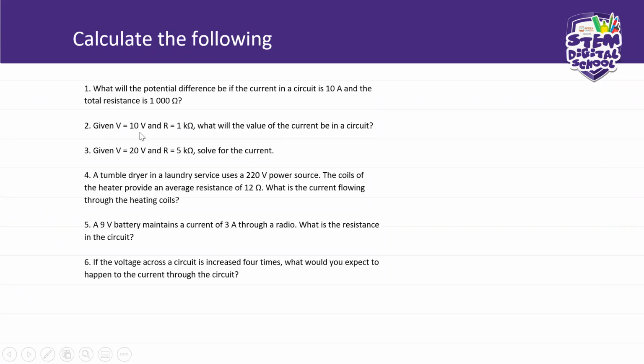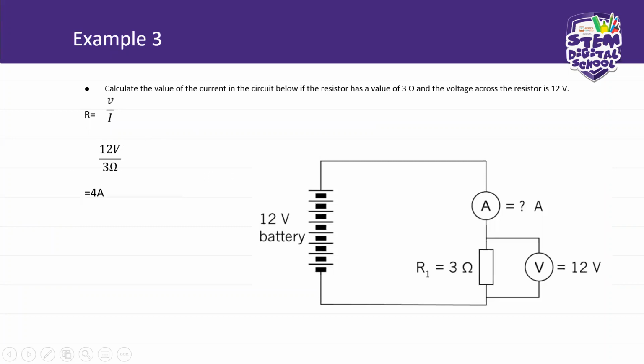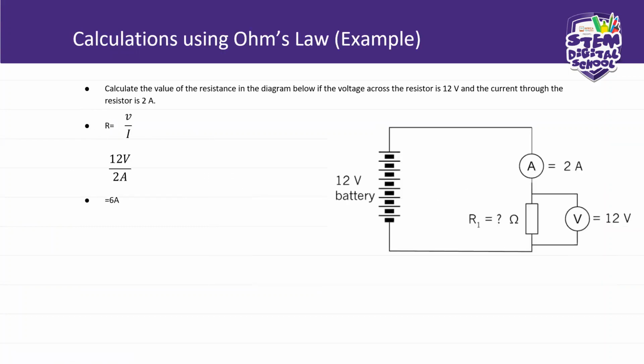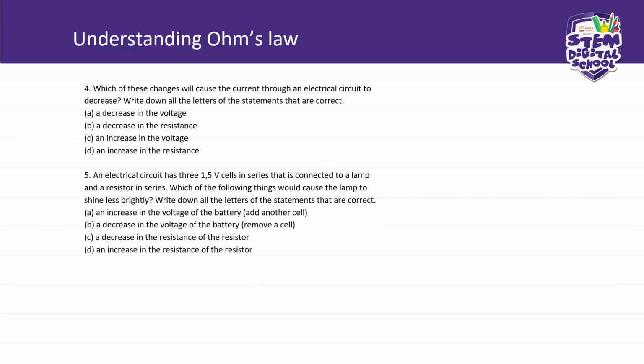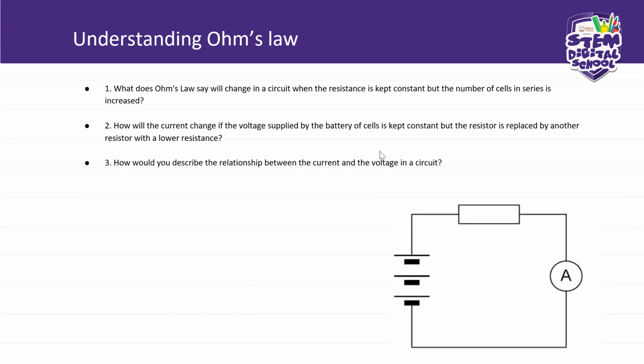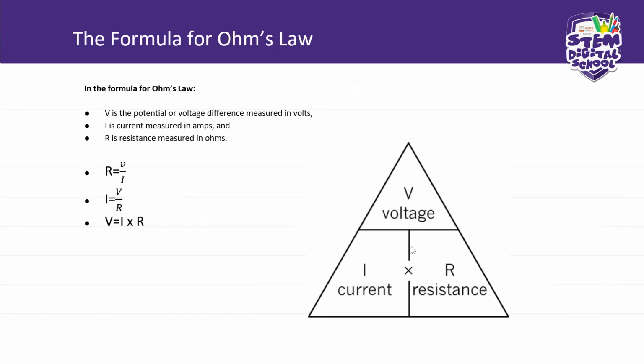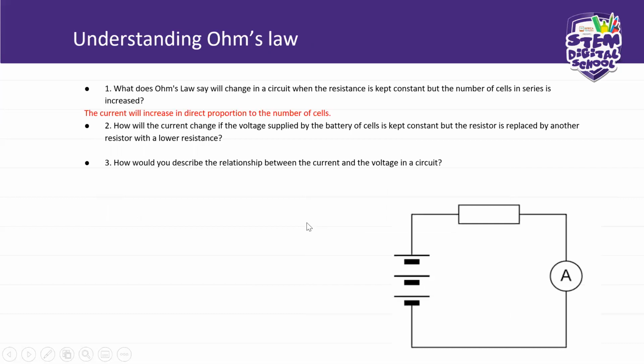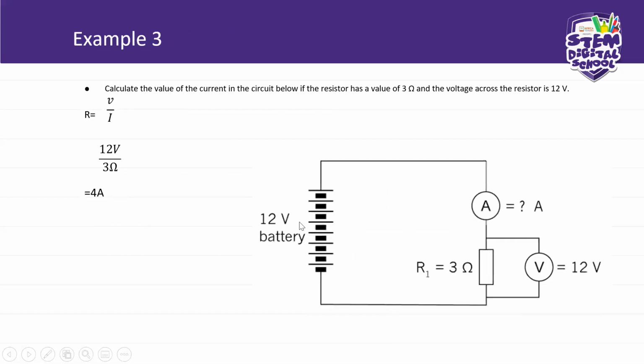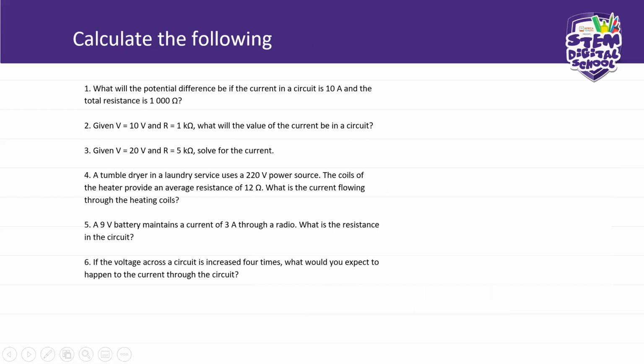Voltage. How do you calculate voltage? Let me bring you here. This is how you calculate voltage. Voltage equals current multiplied by resistance. You are going to multiply current by resistance. What is the answer?